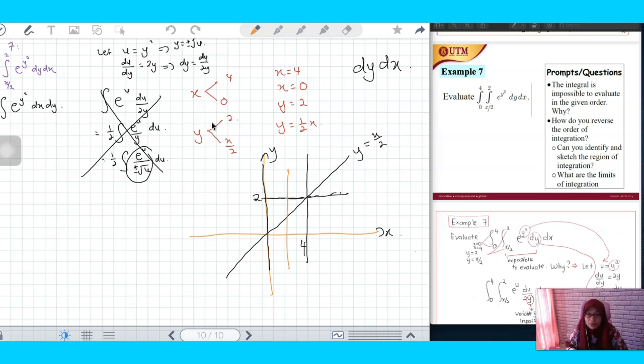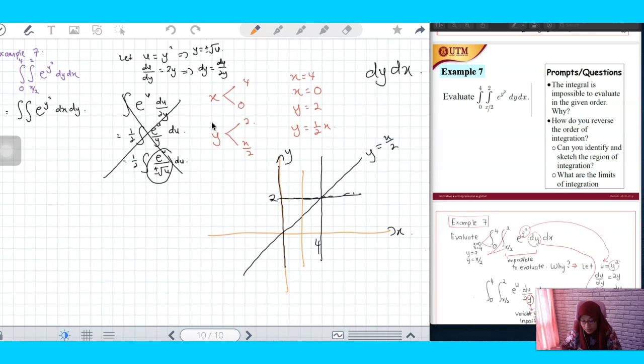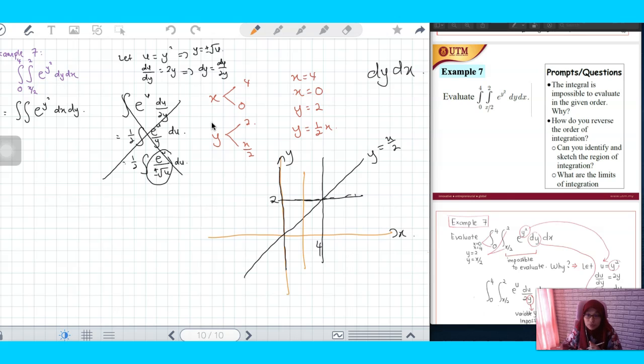This vertical line will help you to determine the correct region. Okay, and it also helps you to determine the correct limit. Now based on the limit given, we want to shade the area. Which one is to be your region?